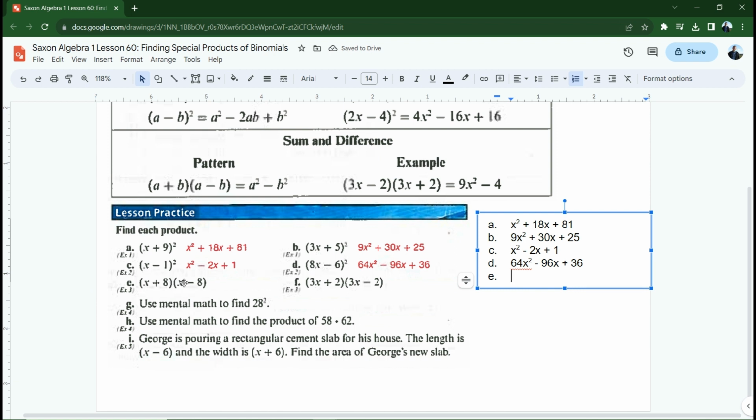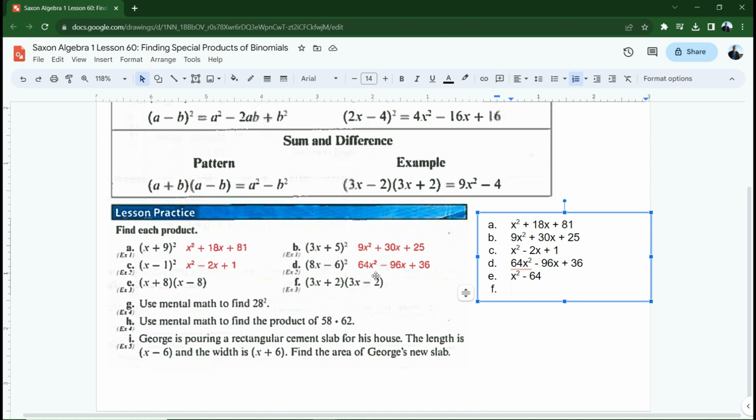x plus 8, x minus 8. It's just the first term squared minus the second term squared. x squared minus the second term is 8, so minus 64. We call that the difference of two squares because it's one square minus a second square. One perfect square minus a second perfect square.